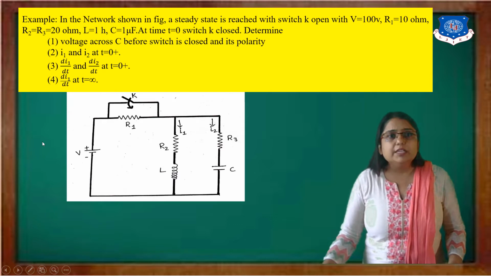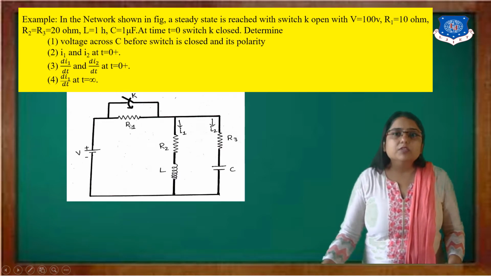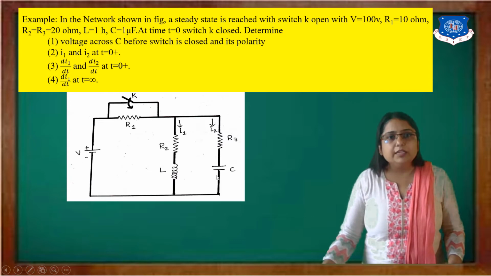So we will start with one example. Here, in the network of the figure, the steady state condition is reached. The steady state, that means which condition do you have to consider? That is the final condition, in which switch K is open. Here the voltage V is 100 volt, R1 is 10 ohm, R2 is 20 ohm, and R3 is again 20 ohm, and the inductor value is 1 Henry, the capacitor value is 1 microfarad.